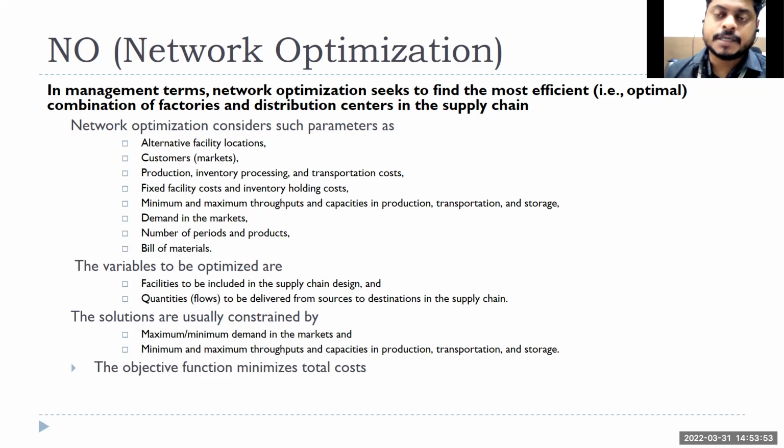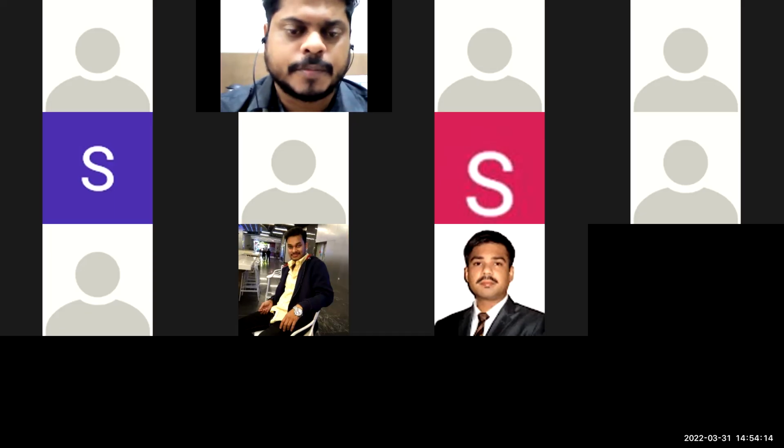If there is a change, that will define where you should have your factory and distribution center, right? Then minimum and maximum throughputs, capacities in production, transportation, storage. The objective function minimizes the total cost. So we want to find the optimal solution so that our combination of factory and distribution center will give us maximum benefit, right?